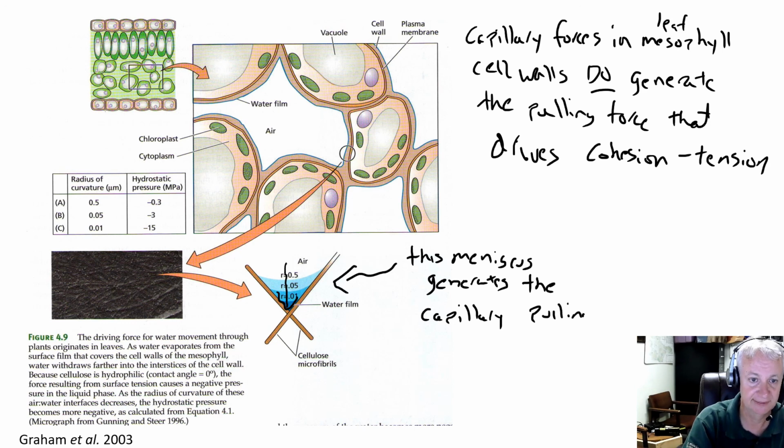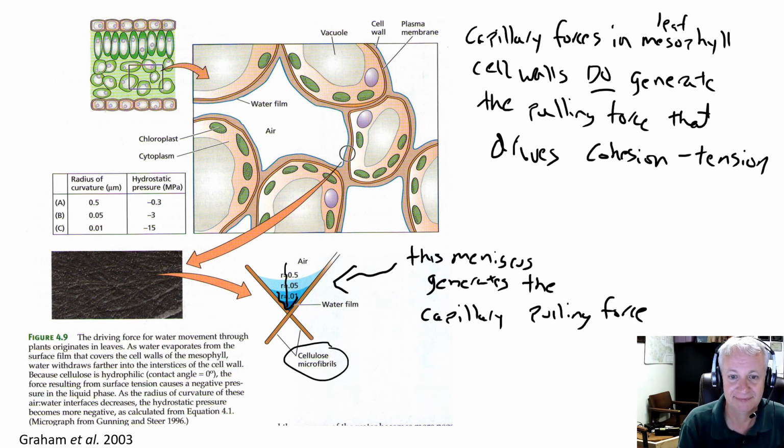And because this is such a small container, it's like a tiny, tiny tube. Orders of magnitude, these distances are orders of magnitude smaller than, for instance, the smallest trachea. Cellulose microfibrils are microscopic, right? They're at the molecular level. So these are very small tubes, and that means that meniscus can generate very strong pulling force. This is looking at different radius of curvature. This is a huge pulling force. So these pulling forces can be very large.